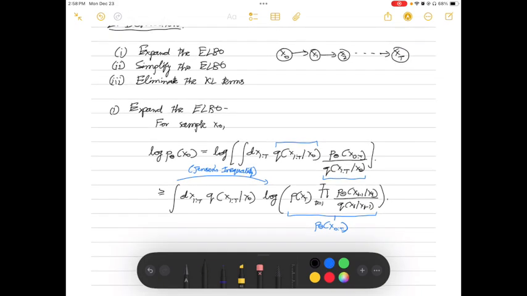So let me just write the joint distribution again. The joint distribution over p theta of x 0 to T was obtained in the previous section using the Markov chain as p of x_T, and the product of intermediate conditionals.